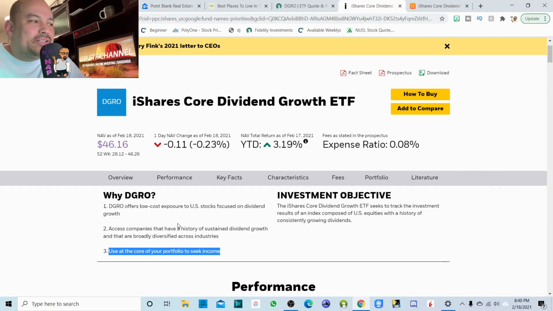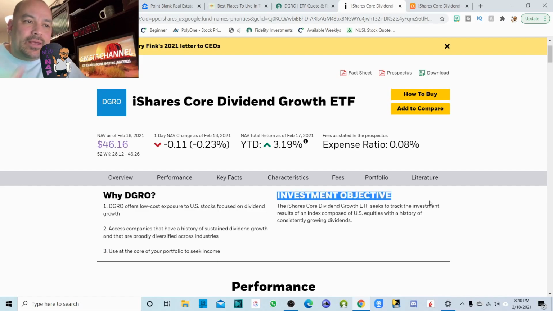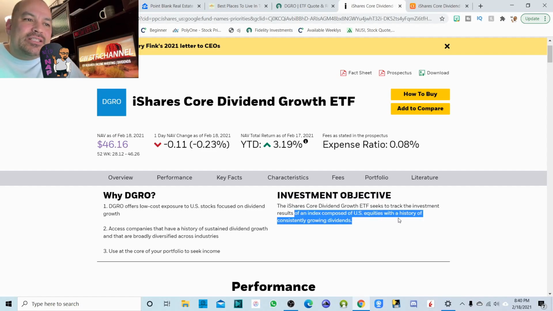But I'd like to know some details of this. It'll tell you the investment objective, and it says it seeks to track the investment results of an index composed of U.S. equities with a history of consistently growing dividends. It sounds good, but what I like to do is dig a little deeper. What you'll find, either under literature or on the iShares site, is the prospectus.